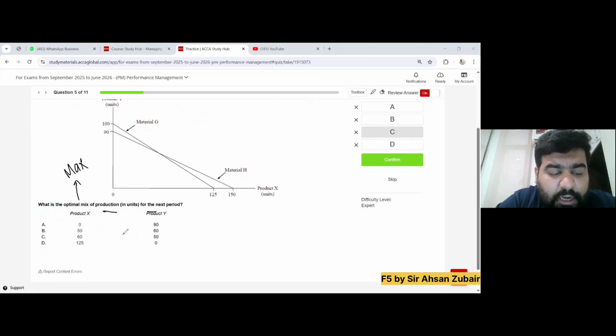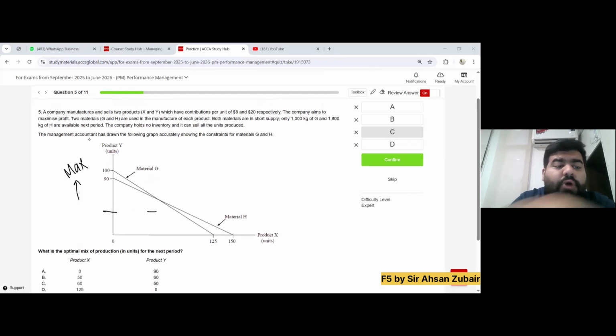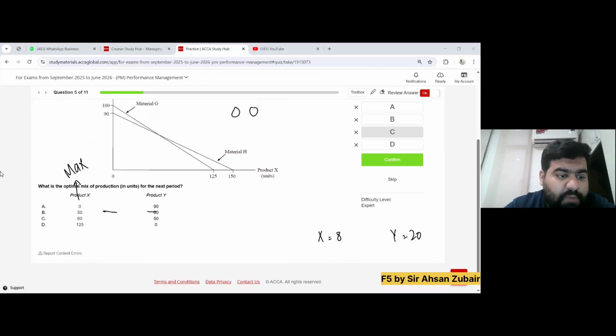So let us calculate that. In option A, he has given you 0 and 90, then 50 and 60, then 60 and 50, and 125 and 0. It's very easy. You don't need to see the graph. You are given the contribution of both: X has 8 contribution and Y has 20. You have all the mixes in the options, so just calculate the contribution for each mix one by one. At the mix where the contribution is maximum, we'll say this is the option.